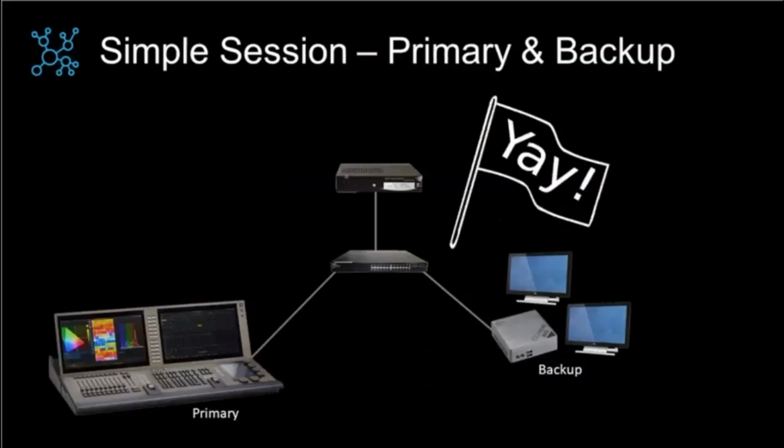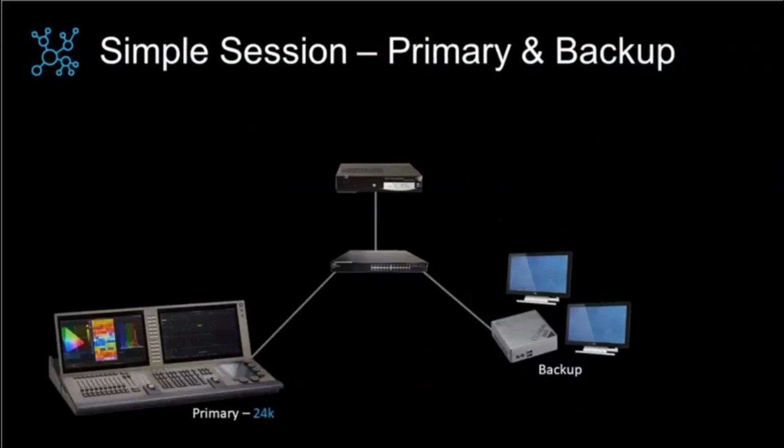That's great. That's something that I want to do. I want a safe system. But if my primary is 24K and my backup is 6K, what I actually get out of my rig is 6K. As soon as a backup and a primary device enter into that relationship, we are going to reduce the output of the session to the lowest common device, right? So that's something that you need to be aware of, right?